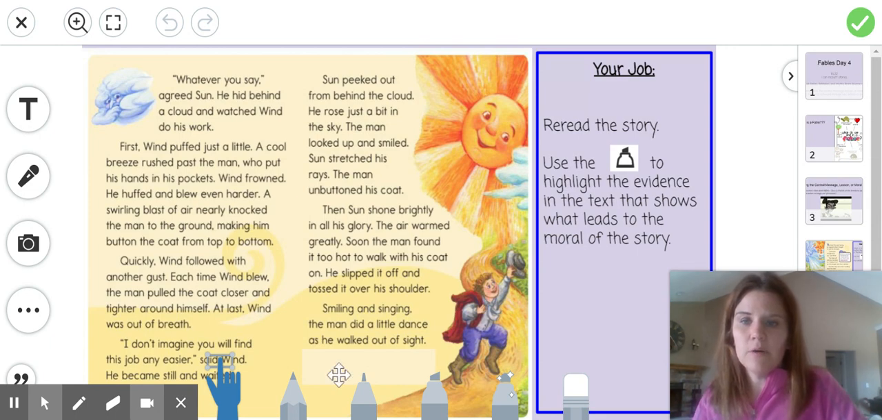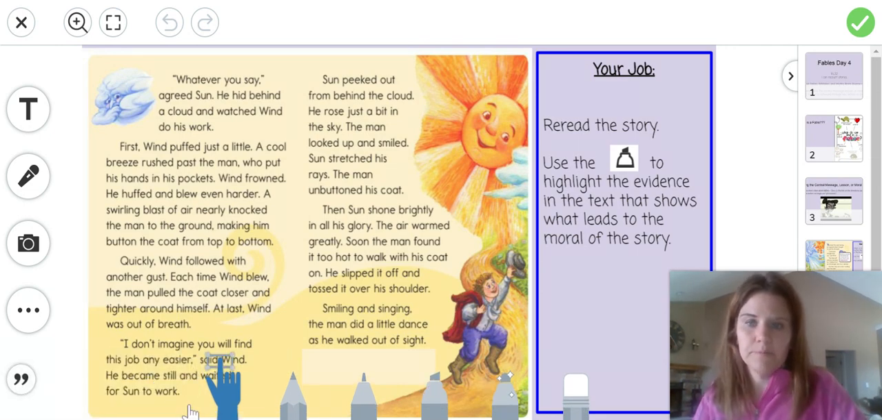He hid behind a cloud and watched Wind do his work. First, Wind puffed just a little. A cool breeze rushed past the man who put his hands in his pockets. Wind frowned. He huffed and blew even harder. A swirling blast of air nearly knocked the man to the ground, making him button the coat from top to bottom. Quickly, Wind followed with another gust. Each time the wind blew, the man pulled the coat closer and tighter around himself. At last, Wind was out of breath.